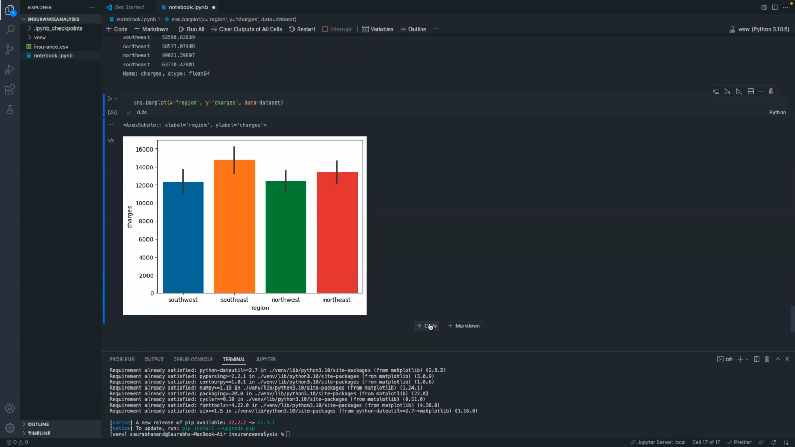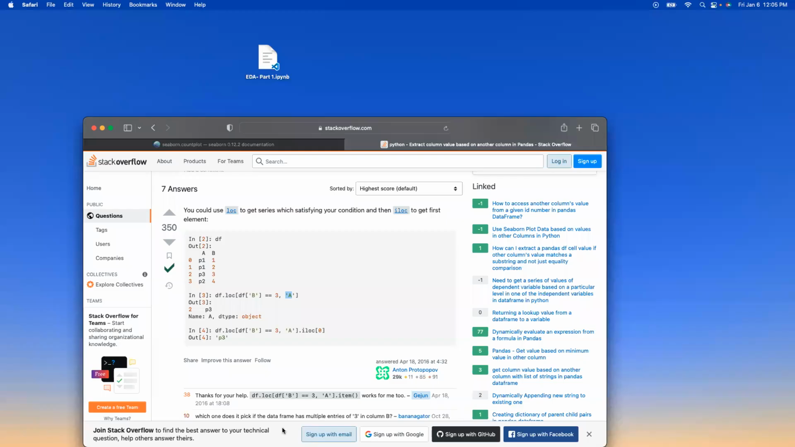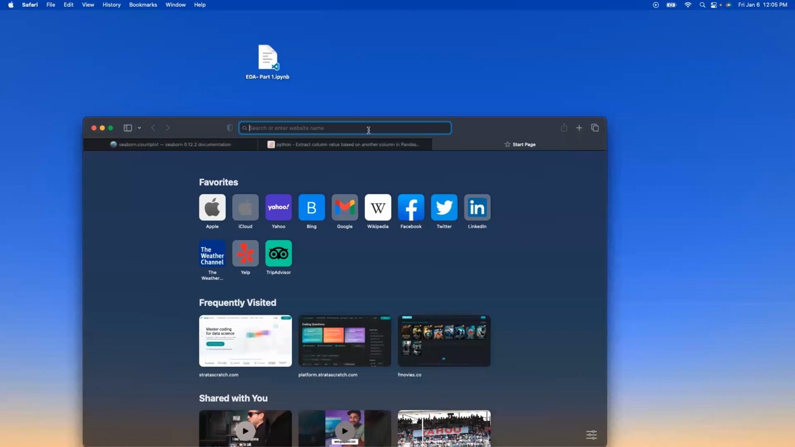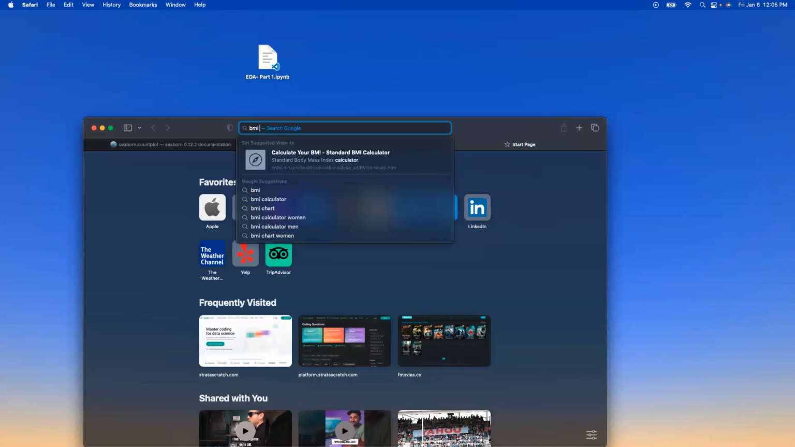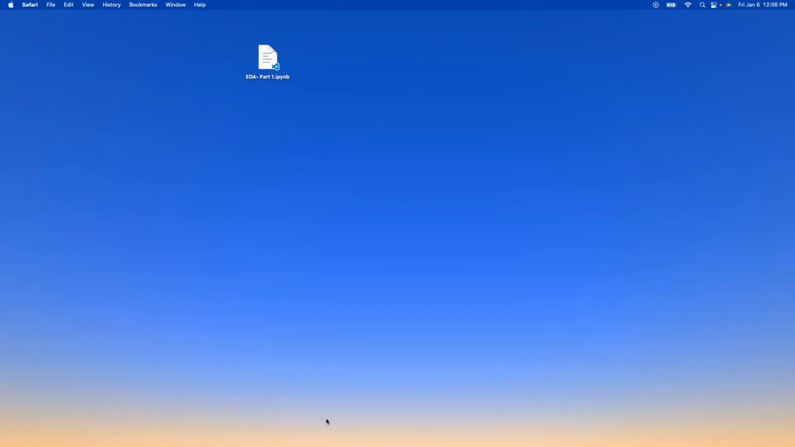So as I said, I wanted to explore this factor called BMI as well. Since I don't have much clarity over BMI, let's first check what the average BMI is. So BMI values. So it says if your BMI is less than a certain value, you fall in the underweight range. Okay. So if your BMI is 30 or higher, it falls within the obesity range. So this is one thing that I want to target. I want to see whether people who have a BMI greater than 30 are paying more insurance. So let's just get back to my coding palette again.